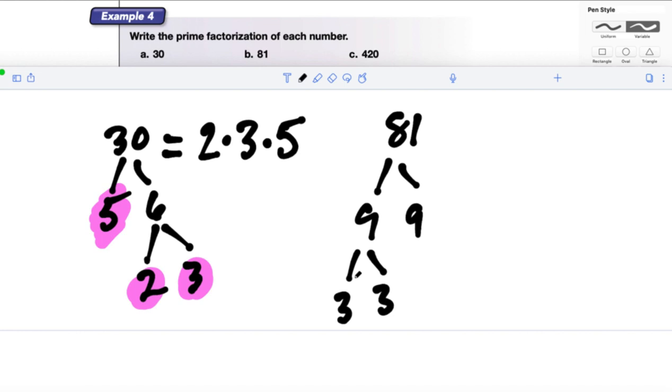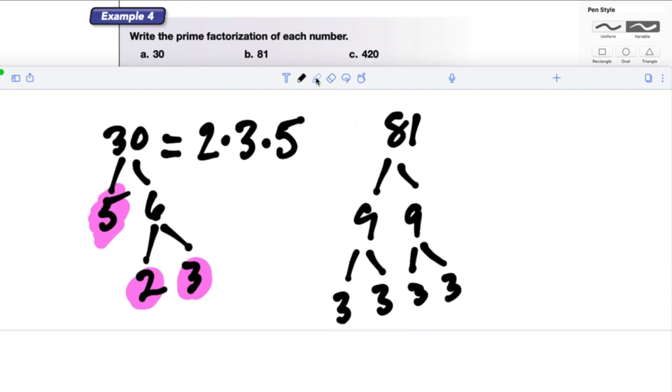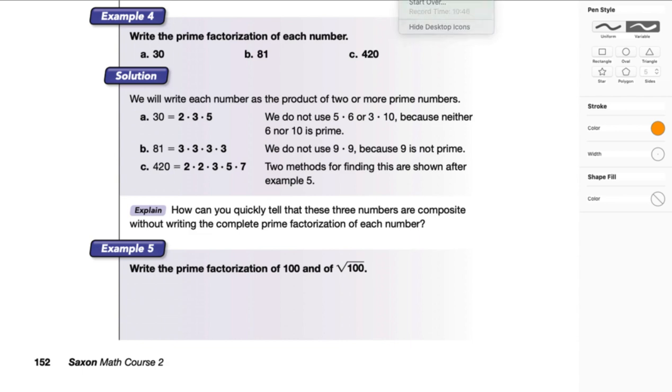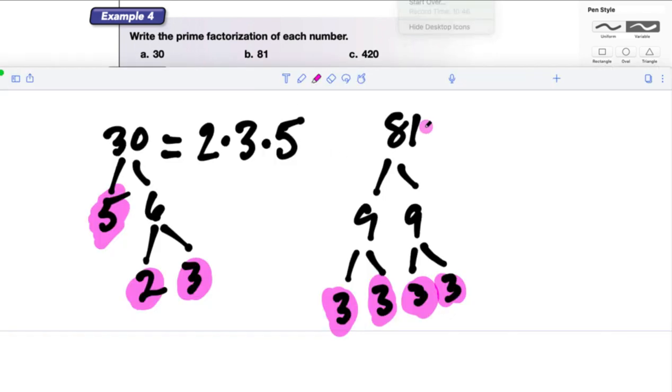But when I break down each of these 9s, because neither of them are prime, I get 3 times 3 times 3 times 3, which 3 times 3 is 9 and 3 times 3 is 9. And all 4 of those 3's are prime. And so now I've reached the prime factorization for 81. So when I write that down, I'm going to write equals 3 to the 4th power.